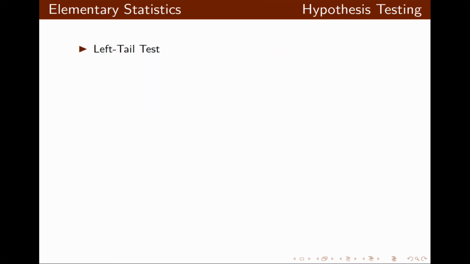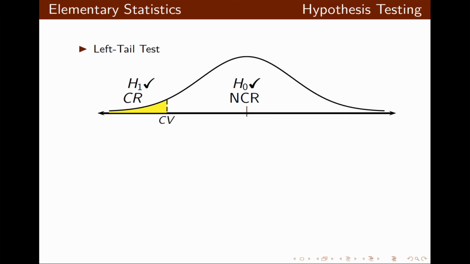Now, same logic applies when we're doing left-tailed test. Alpha will be the area of the critical region on the left side. The value that separates critical and non-critical region from each other is the critical value. In the critical region, H1 will be valid, and in the non-critical region, H0 will be valid.